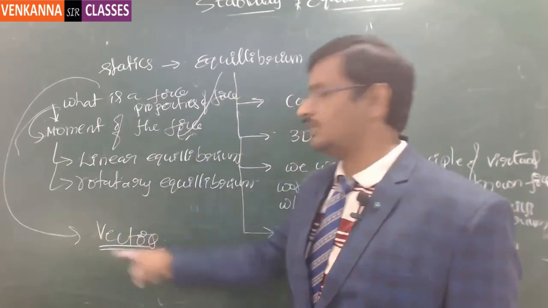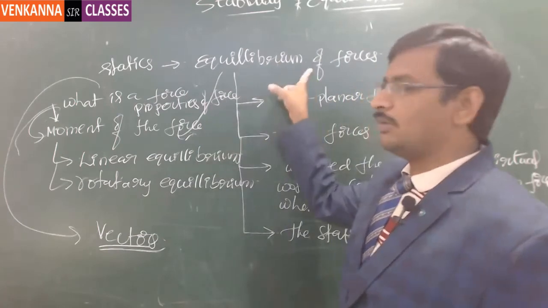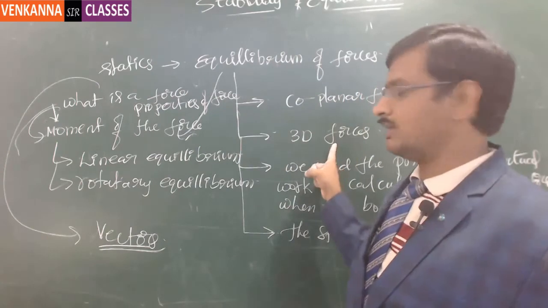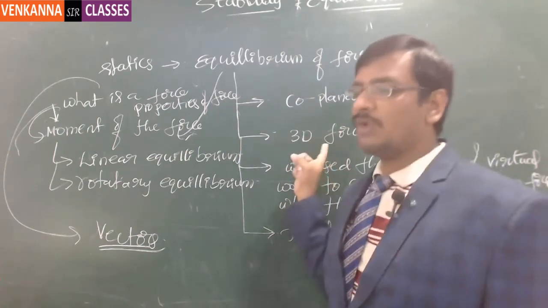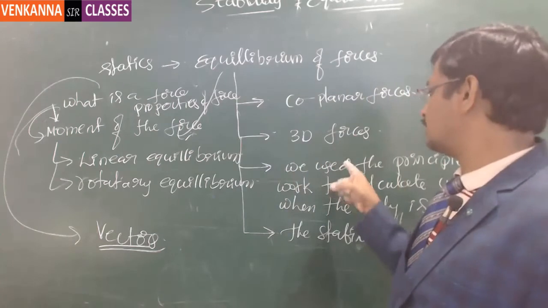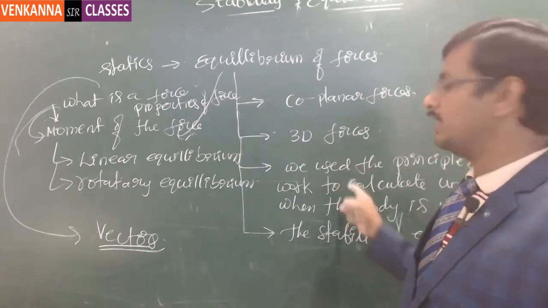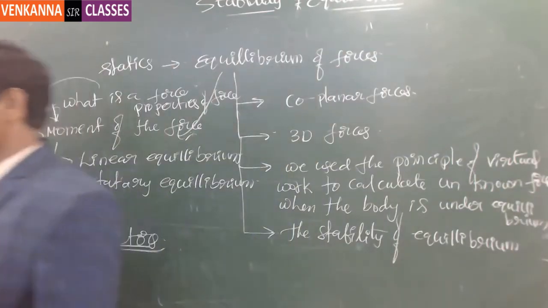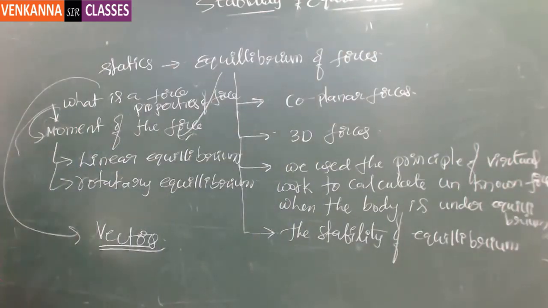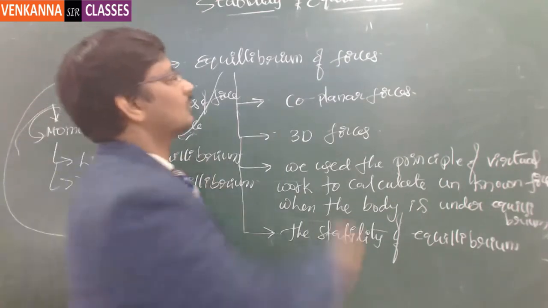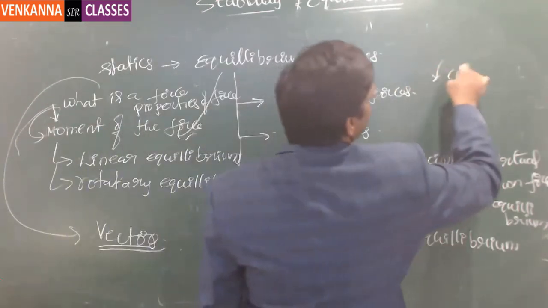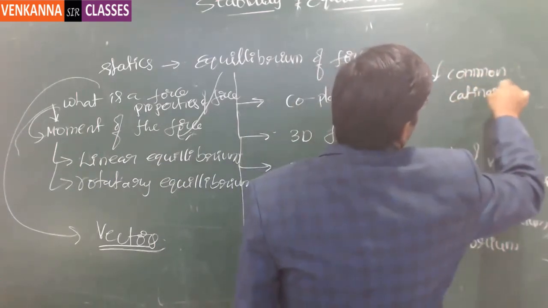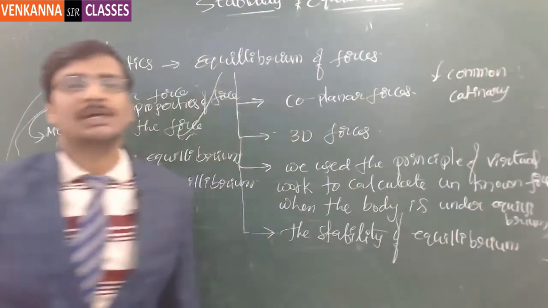So all these things we dealt with in detail, and this equilibrium of forces in different ways, that is coplanar forces and non-coplanar forces. And then in case of unknown force of an equilibrium system, we use the principle of virtual work to identify the unknown force, and then we have analyzed the stability of equilibrium. That's all. Right? Yeah. Common catenary also is a part of this equilibrium of forces again. Yeah. So this is the complete statics syllabus.